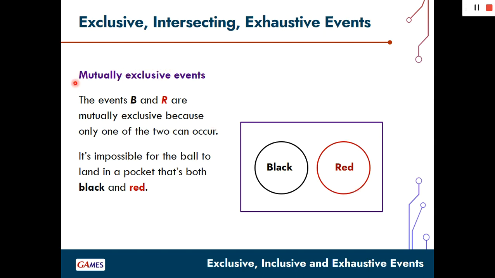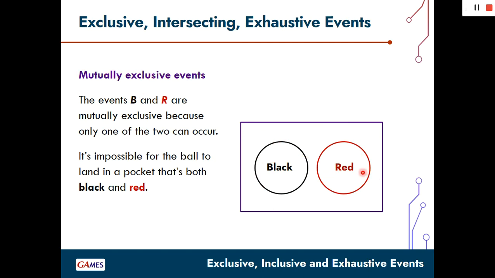Now, it is mutual because there's something interesting about these two events. The one thing in common that they actually share is the fact that they do not share anything. So they share one thing in common, mutual, the fact that they do not share anything in common, exclusive. If you think about it, that's really how you come about these two words, mutually exclusive.